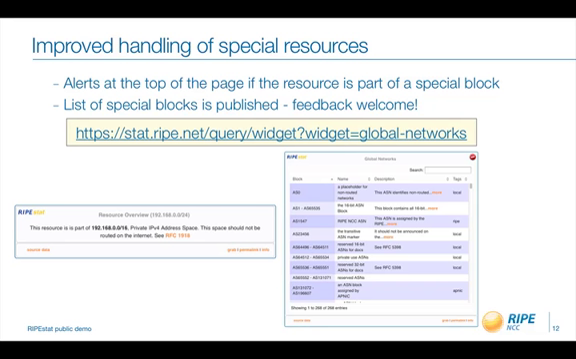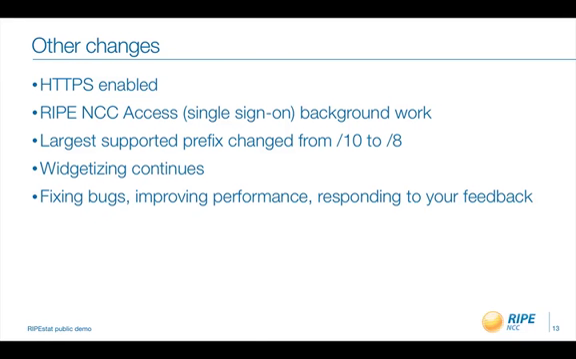The list of these blocks is published. It's actually in a widget, and feedback is not just welcome but actually encouraged. We want people to check this and to make sure that it's consistent with what they think it should be. So there were lots of other changes as well. One thing which you may notice if you pay attention to your address bar is that HTTPS has been enabled and is the preferred way of accessing RIPEstat. So you'll be redirected to HTTPS.